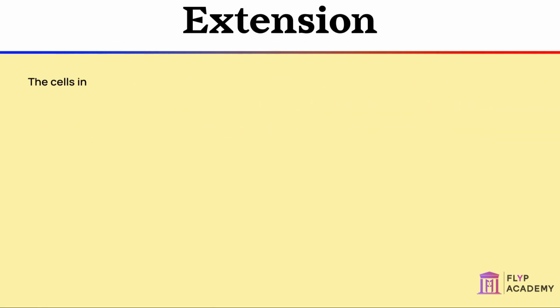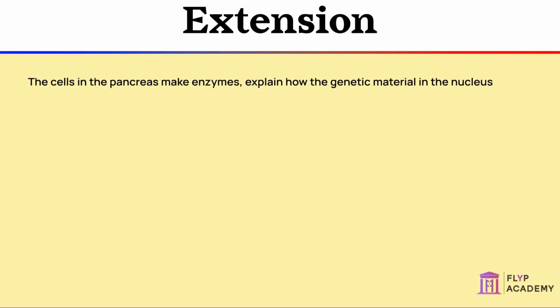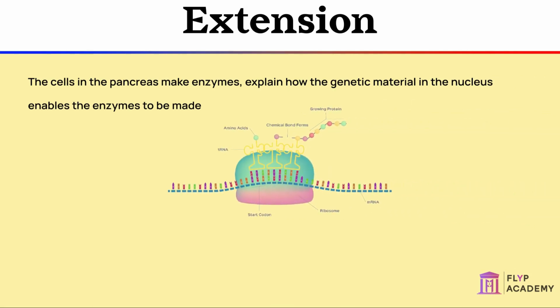Extension: the cells in the pancreas make enzymes. Explain how the genetic material in the nucleus enables the enzymes to be made. The DNA in the nucleus provides the code for proteins to be made. A copy of the DNA is made and moves out of the nucleus and into the cytoplasm of the cell. Here, a ribosome, with the help of carrier molecules, builds up a strand of amino acids in the order dictated by the code. This strand of amino acids is a protein that folds into a specific shape to carry out its function as an enzyme.